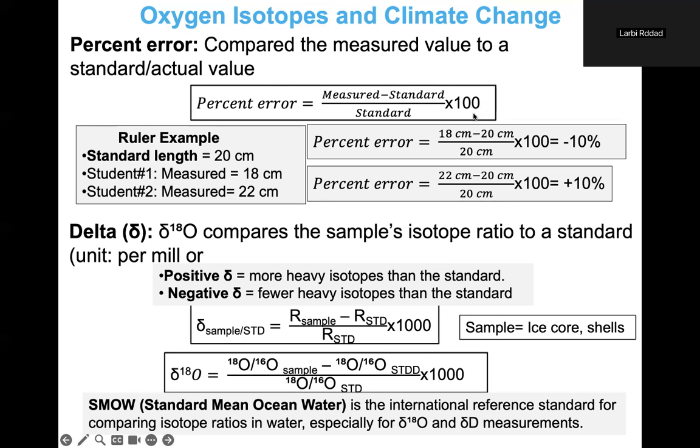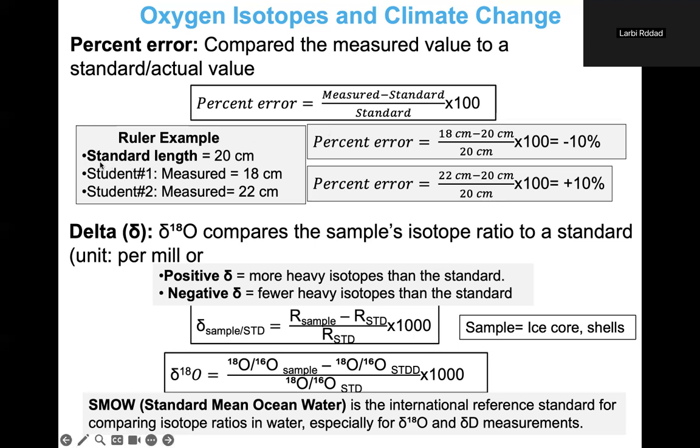You multiply by 100 just to get a percentage, because sometimes you get 0.2. It's better to change it to a percentage because it makes more sense. 0.2 as opposed to 20%, it's much better. We say 20 units out of 100.